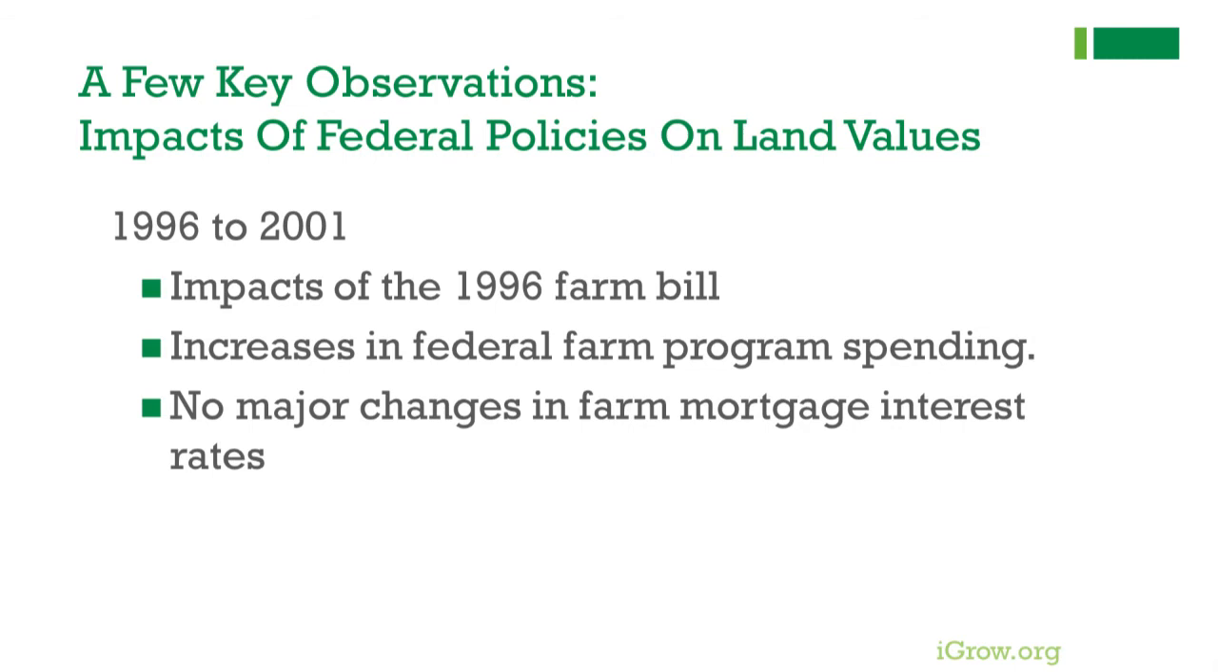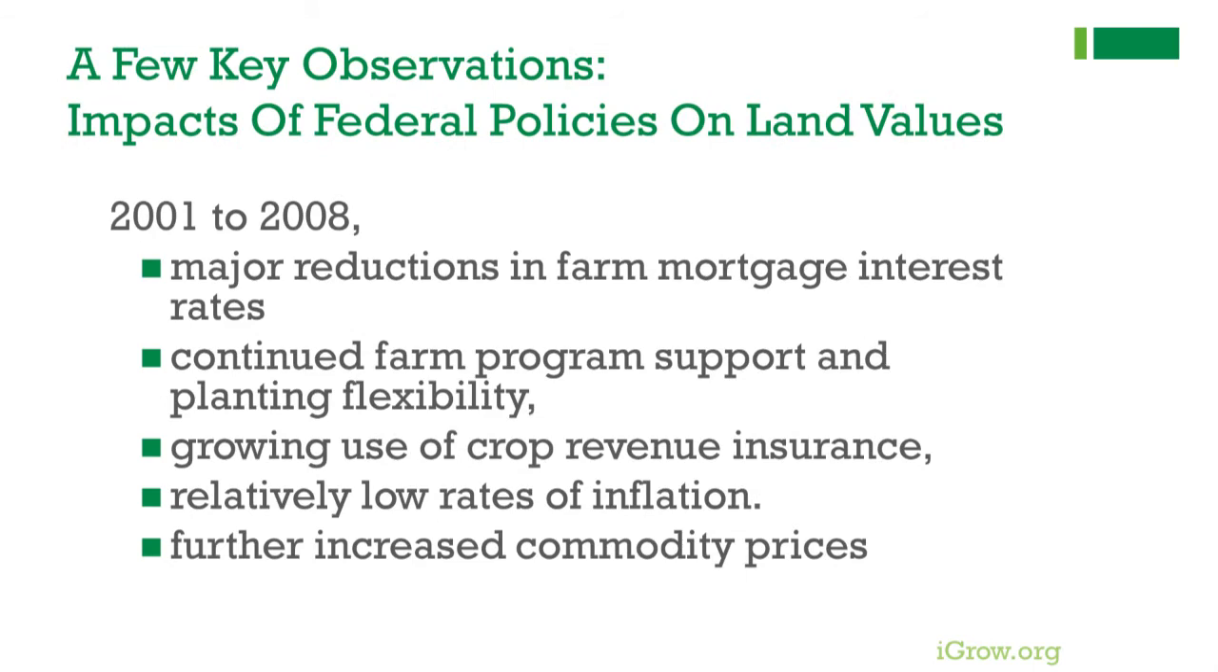Our next period, 2001 to 2008, we saw sharp drops in farm mortgage rates. We continued to have the farm program and planting flexibility support from our federal programs. Crop insurance programs changed and we saw an increased use of crop revenue insurance. We still maintained relatively low rates of inflation, making the inflation in ag land values attractive, and commodity prices continued to go up, especially starting from 2007 and forward.